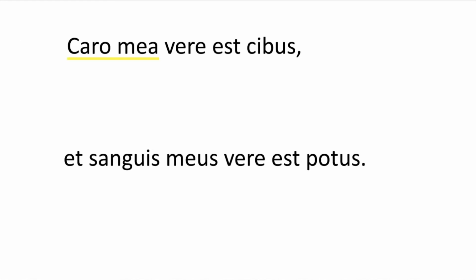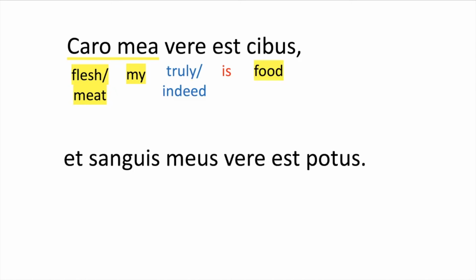Caro mea is our subject. So mea is my, and caro is meat or flesh. Vere is truly or indeed. It could even be translated as actually. It has a lot of translations. Est, there's that important verb that we talked about in the verb video. We want to make sure we know this verb, esse, to be. Est is simply is. And then cibus is food. So my flesh truly is food. You can translate that right across. I think it sounds a little better to put vere after the est in English.